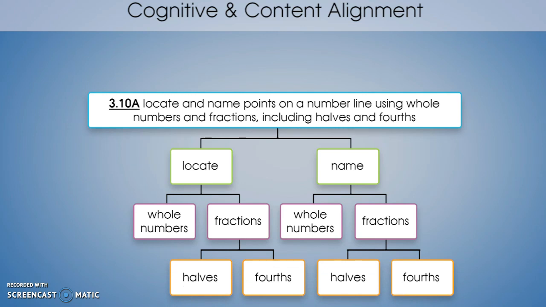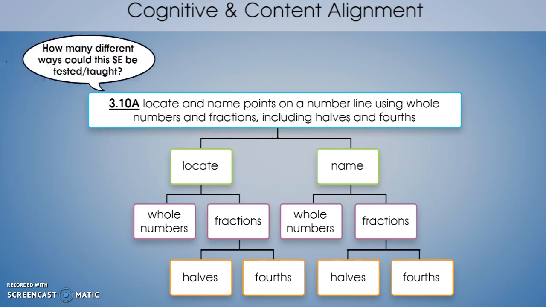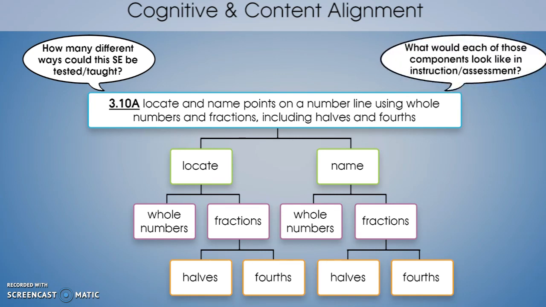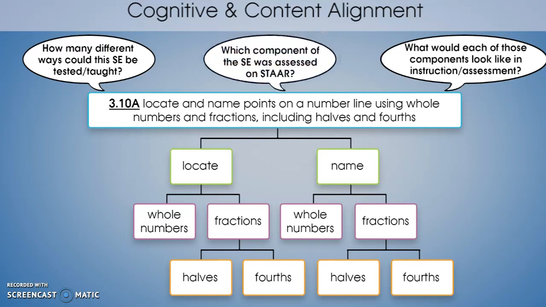Breaking down the SC into its content and cognitive components allows us to see how many different ways this SC could be tested, or taught. And it leads us to question for instructional planning, what would each of those components need to look like in instruction? How might they look in assessment? There are 6 different ways that 3.10a could potentially be tested, so during instruction, students should have experiences locating whole numbers, locating fractions to halves, locating fractions to fourths, naming whole numbers, naming fractions to halves, and naming fractions to fourths.